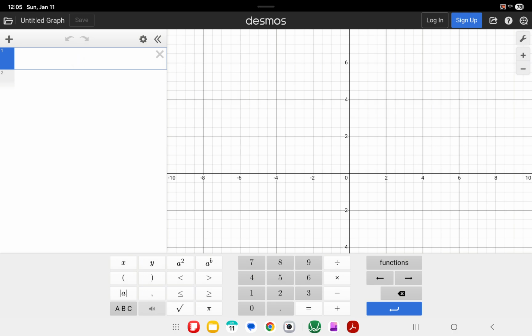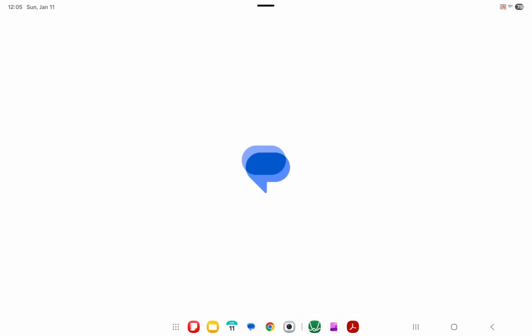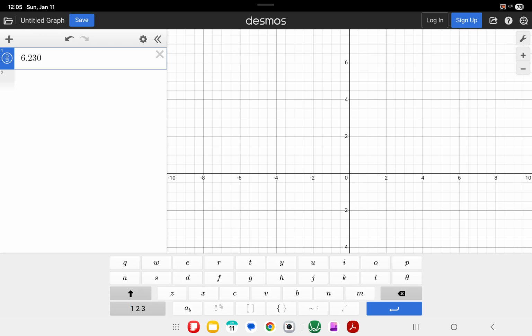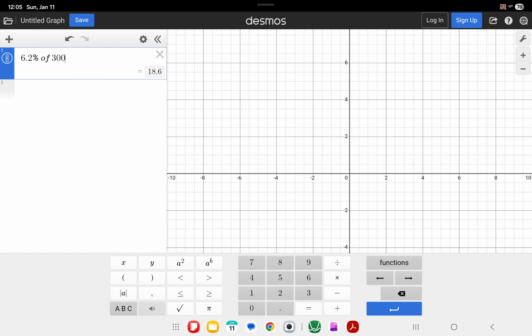Alright, so we're going to have, let's see, delete. I want to do 6.2, and then I'm going to hit this so I can get my percent. And I need to hit shift, percent of, and I'll do 3,000. It's going to be $186.